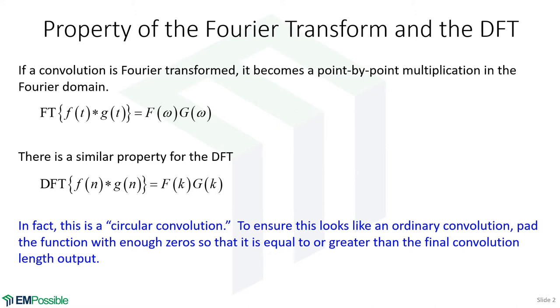So if we don't want that, well, then we need to pad our function with enough zeros on either side that the fact that it's a circular convolution doesn't enter into this. So that's what we're going to base this on. So we can do convolutions with a DFT.